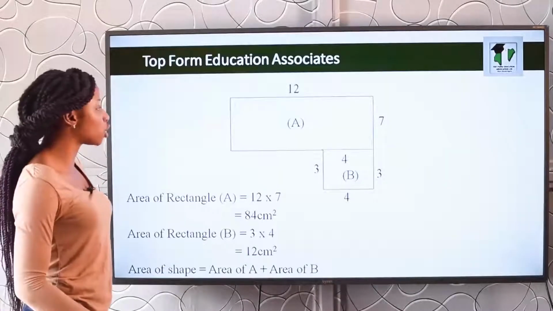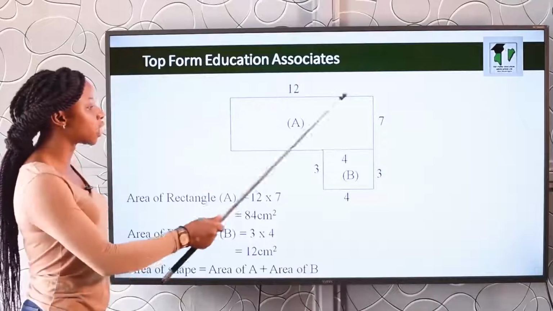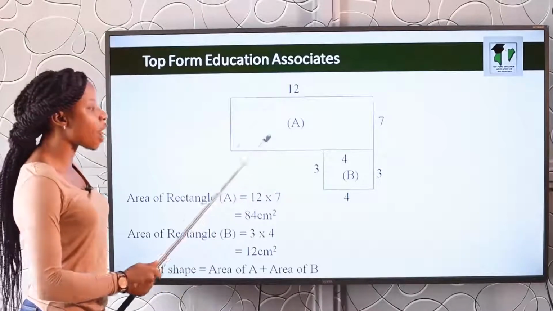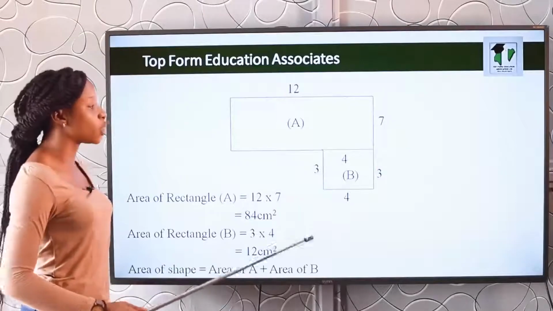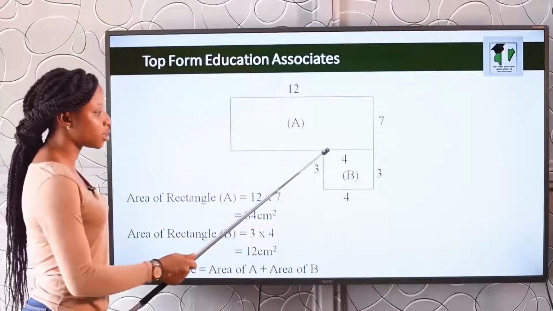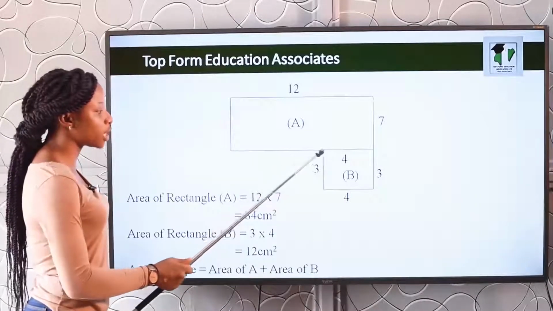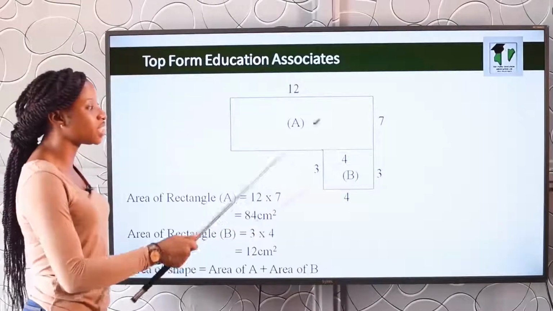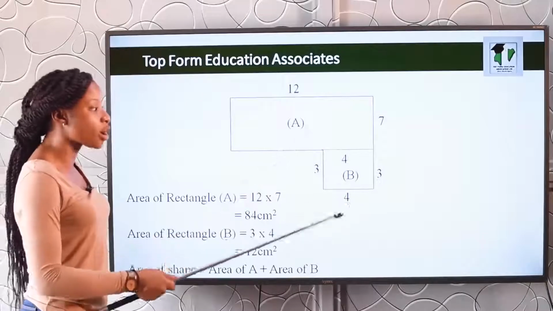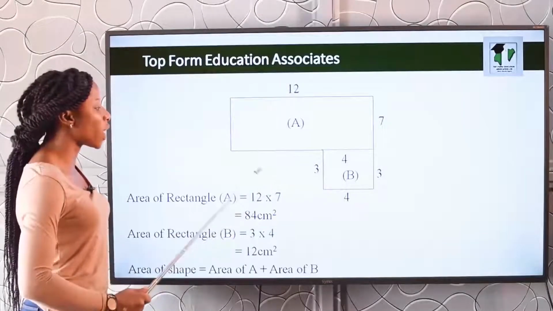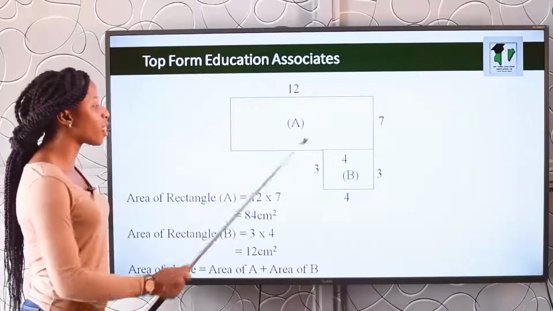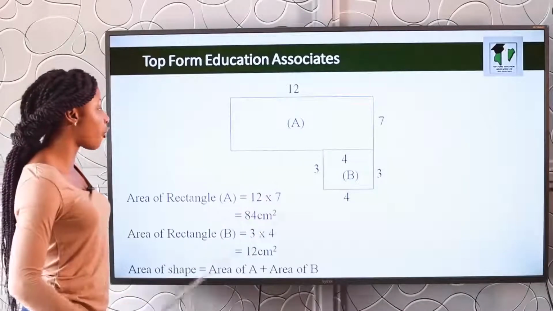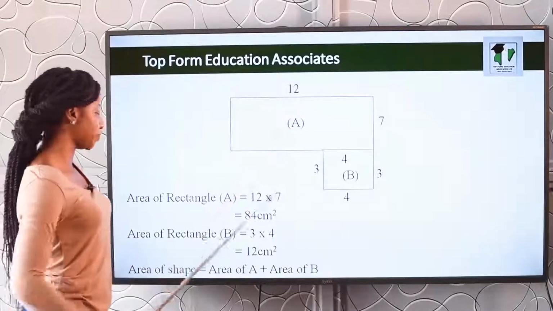Now, the third question, we're given a shape. This is a compound shape, and we're asked to look for the area of the shape. Now, the first thing to do here is to demarcate. If you see what we've done here, we've separated it into rectangles so we can look for the individual areas before looking for the area when it is complete. Now, we have parts A and B. So, first of all, we'll look for the area of A.